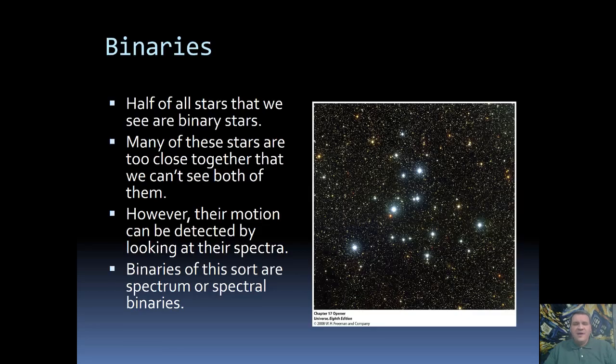So as we mentioned previously, about half of all stars that we actually see are part of binaries. Now most of these, the stars are too close together and too far away for us to be able to actually see both stars. In other words, most binaries are not visual binaries. But that doesn't mean we can't figure out that there are actually two stars there. Instead of looking at the stars individually, what we do is we actually look at their spectrum. So these stars, where we can tell that there are two of them there based on their spectra, we call these spectrum or spectral binaries.